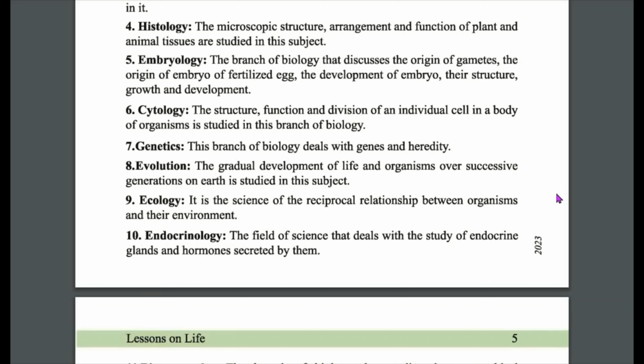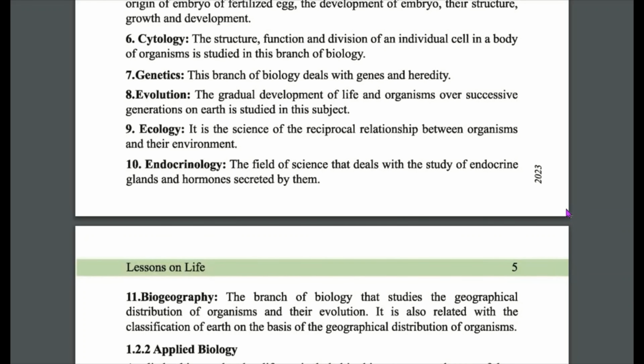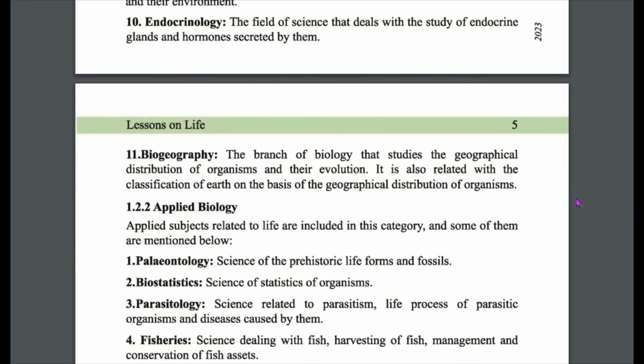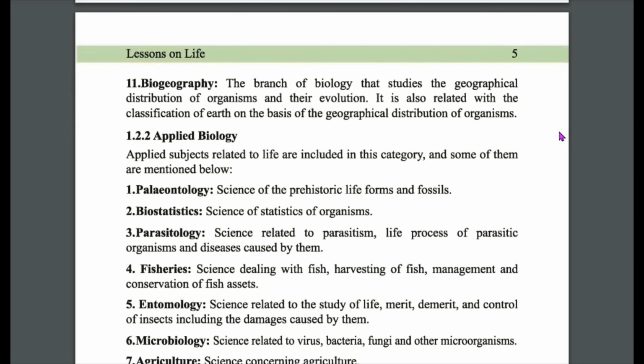Genetics is the branch of biology that deals with genes and heredity. Evolution is the gradual development of life and organisms over successive generations on Earth. Ecology is the science of the reciprocal relationship between organisms and their environment. Endocrinology is the field of science that deals with the study of endocrine glands and hormones secreted by them. Biogeography is the branch of biology that studies the geographical distributions of organisms and their evolutions.